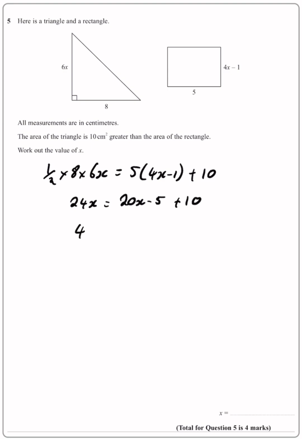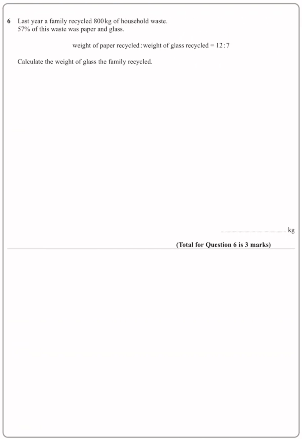Simplifying, a half times 8 times 6x is 24x. Expand out the right-hand side, 20x minus 5. Bring the x's onto the left, non-x's onto the right. Divide both sides by 4. We get x is 5/4, or 1 1/4, or 1.25.